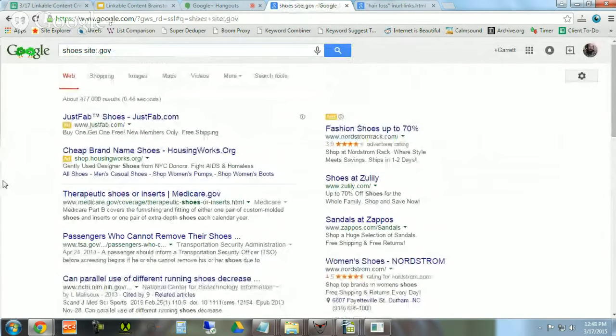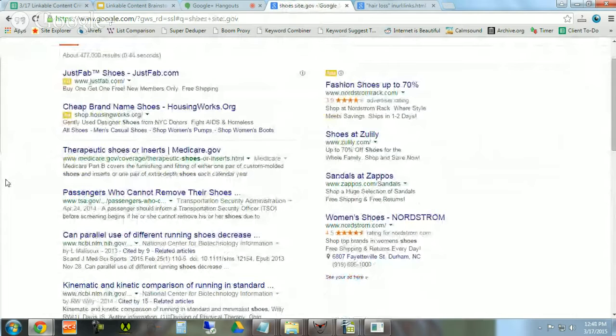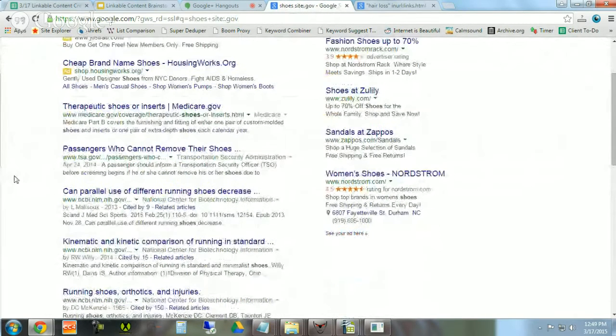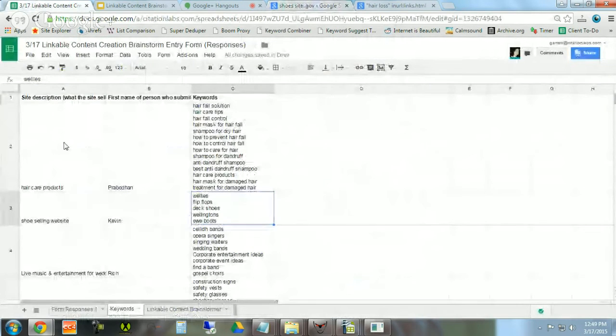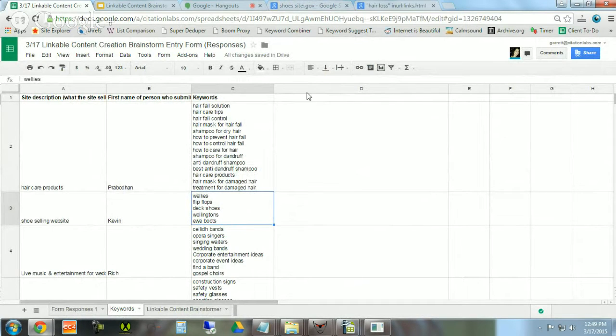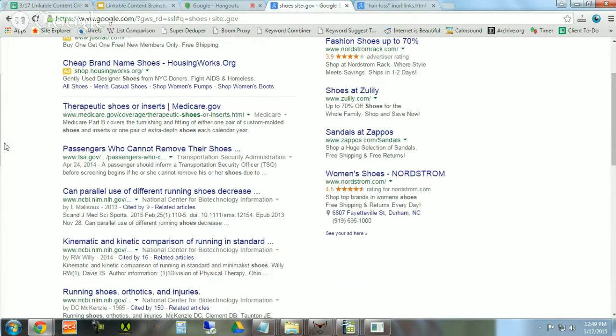With site colon .gov. So, ladies and gentlemen, what do we start to see showing up here? We're grateful to Kevin for providing us with these keywords, and Kevin, forgive me for not using any of them even off the top, and just diving right into shoes. But here we start to see therapeutic shoes or inserts at Medicare.gov. So this is coverage. Can therapeutic shoes or inserts be covered by Medicare here in the States?